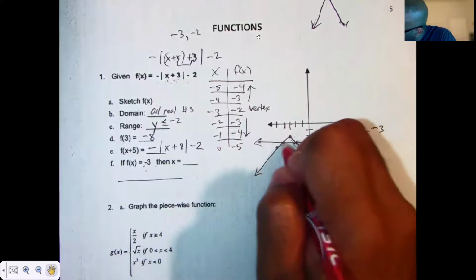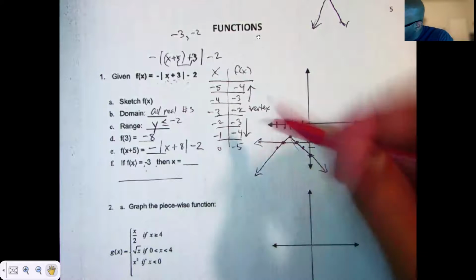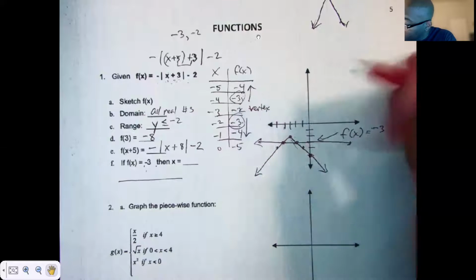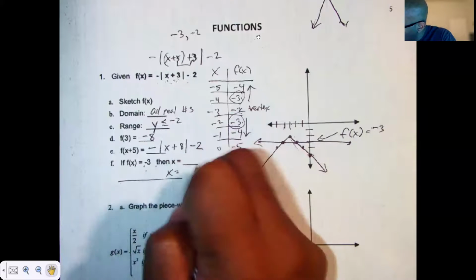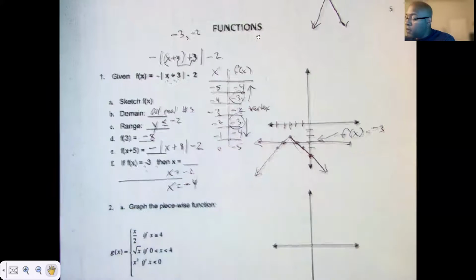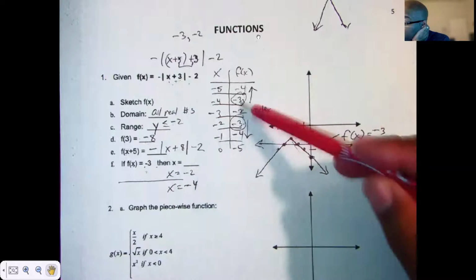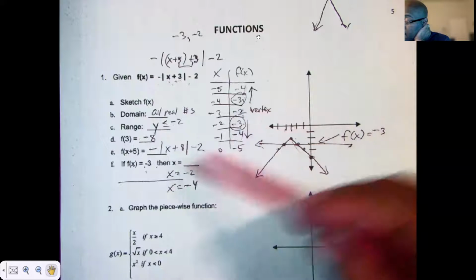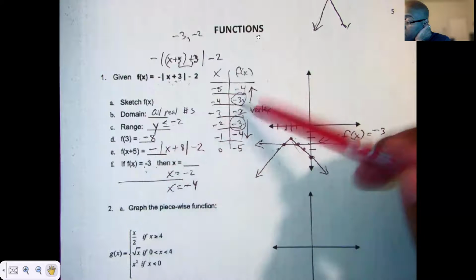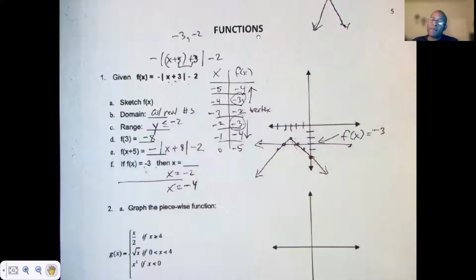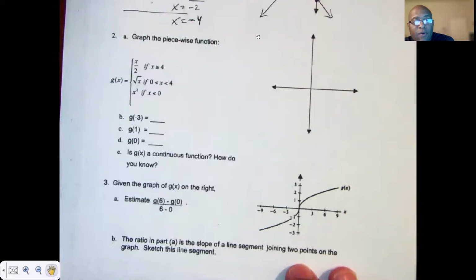So where does it intersect? Where do we see -3? Right here and right here. So we have two solutions for x. We have x to be -2 and x to be -4. Because you see -3 2 times in the outputs right here. It says f of x. When is f of x equal to -3? When x is equal to -2 and x is equal to -4. There are two solutions. So we use a table to solve that. All right. Let's graph this piecewise.